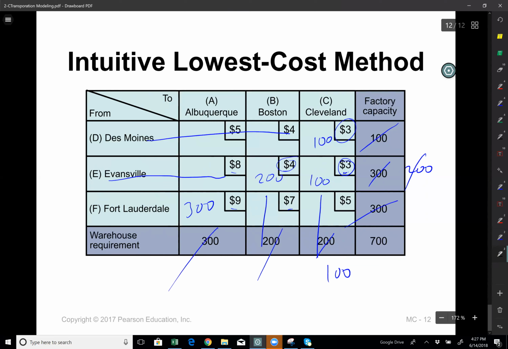So this is my solution right here. 300 from F to A, 200 from E to B, 100 from E to C, 100 from D to C. Right? So that's the intuitive cost method.